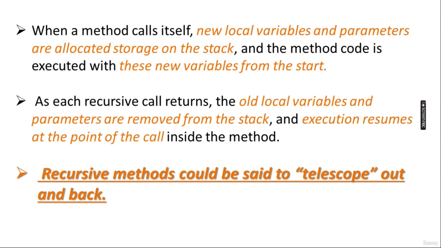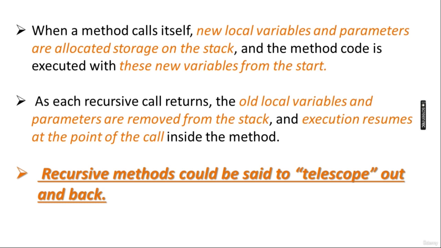When a method calls itself, new local variables and parameters are allocated storage on the stack. So one stack is created, and new local variables and parameters will have an entry onto the top of the stack, and the method code is executed with these new variables from the start.